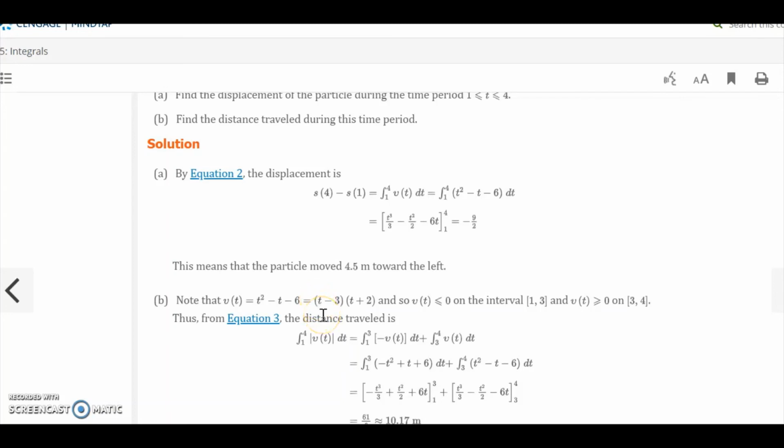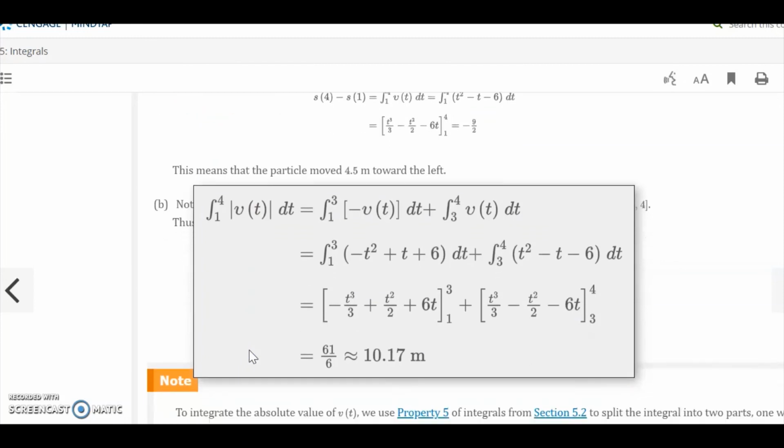Then we end up figuring out that v of t is negative, because let's say we plug in 2, we have a negative times a positive, so it's going to be negative. But v of t is positive from 3 to 4. So plugging in 3.5 everywhere, we get a positive times a positive, which is a positive. So that portion's going to be positive. So we don't have to worry about that as much as this first part.